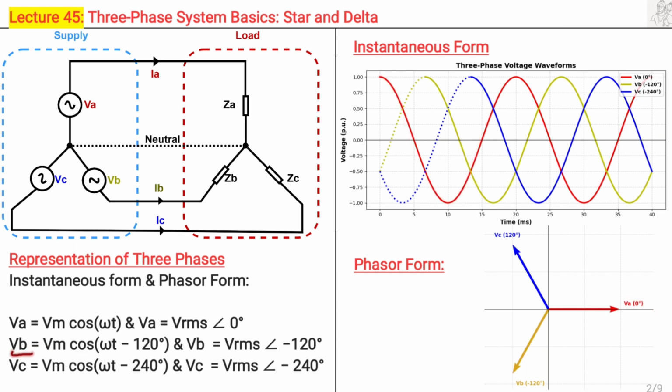VB starts 120 degrees behind the first wave, that is the VA wave. Therefore VB is equal to Vrms angle minus 120 degrees. So it is starting 120 degrees behind the red wave. This wave represents the VB wave and this phasor represents the VB phasor, and VC is lagging the VA phasor by 240 degrees, which is represented by this blue wave which is 240 degrees behind the red wave, and in phasor format it is represented by this phasor. This phasor is simply 240 degrees behind phasor A, or it can also be called 120 degrees ahead of phasor A.